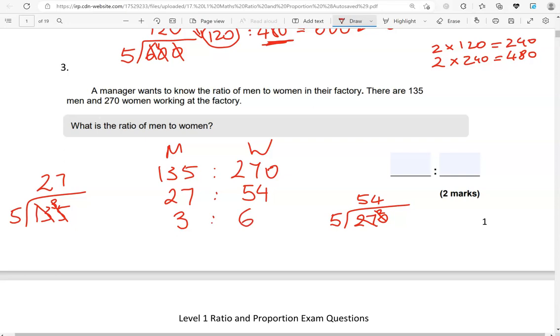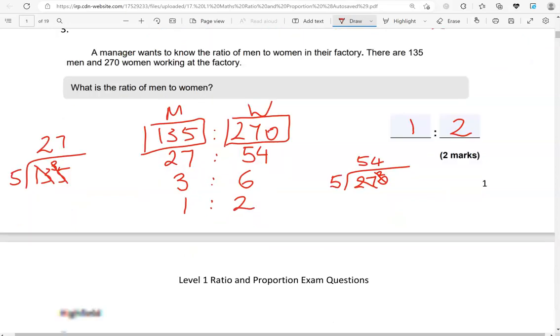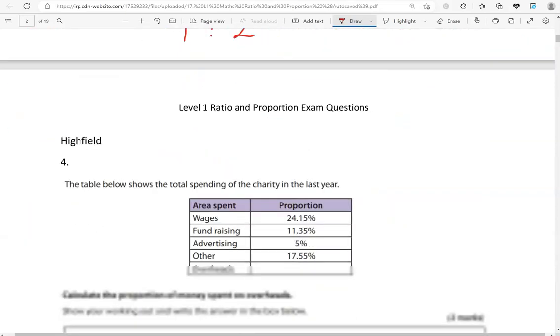Now we can divide both numbers by 3. 3 divided by 3 gives us 1. 6 divided by 3 gives us 2. So the ratio is 1 to 2. If you notice at the start that 270 is double 135, you could have just gone and done 1 to 2 as well, whichever way you prefer.